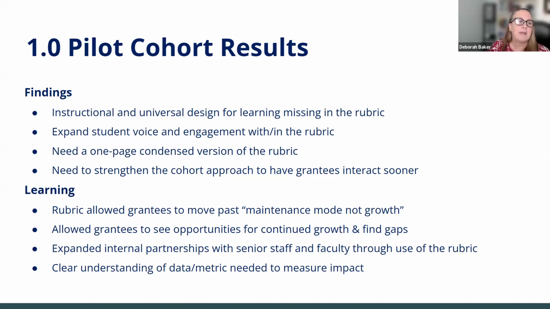So we learned that in addition to the fact that our folks across the colleges were not as aware as we thought they were about whether the materials were available online and offline, we also felt that there needed to be a lot more instructional design called out in the rubric, places where the rubric didn't go far enough in pushing us to improve the quality of our materials. Expanding student voice and engagement in the rubric. Additionally, we learned that there were a lot more opportunities for internal partnerships with senior faculty and staff in the rubric.